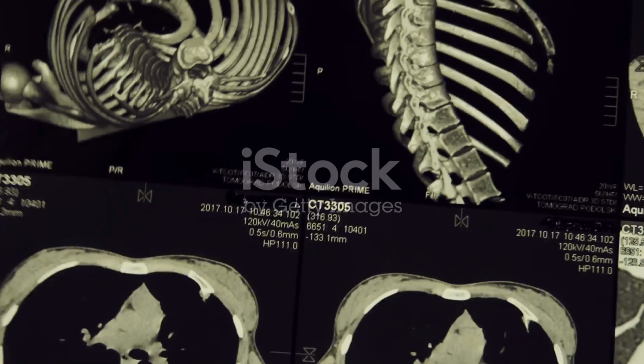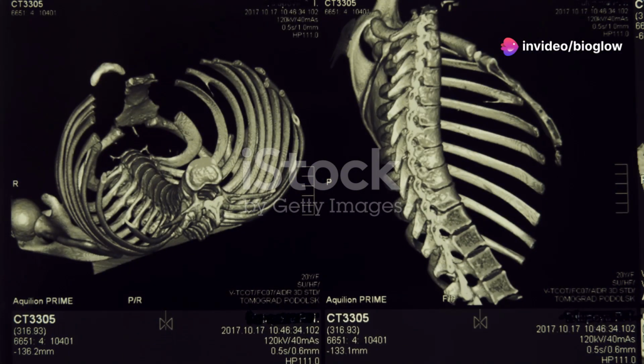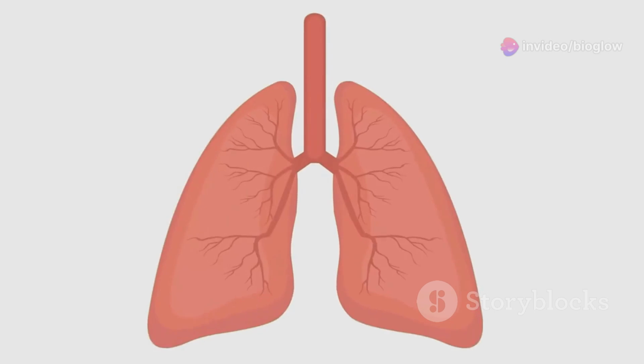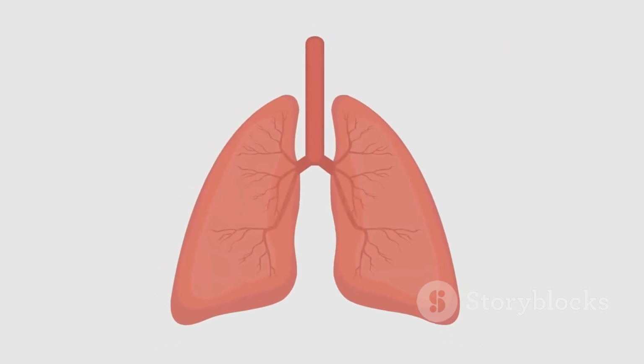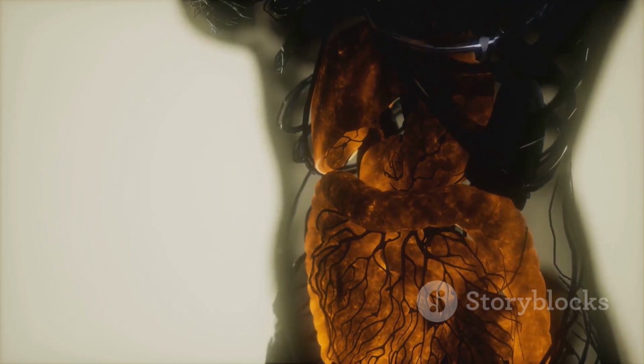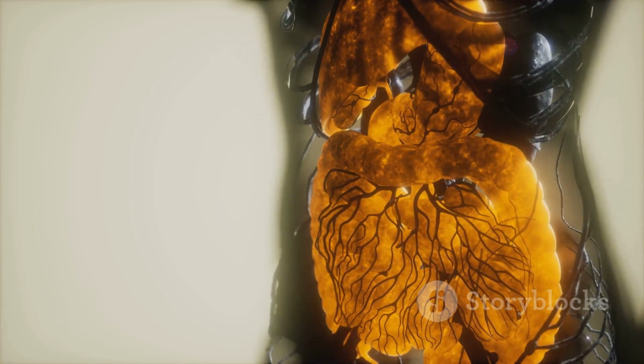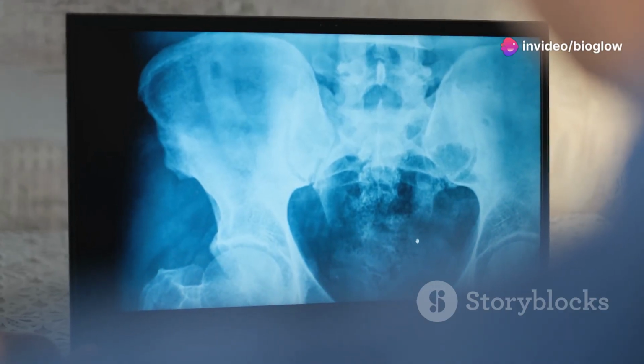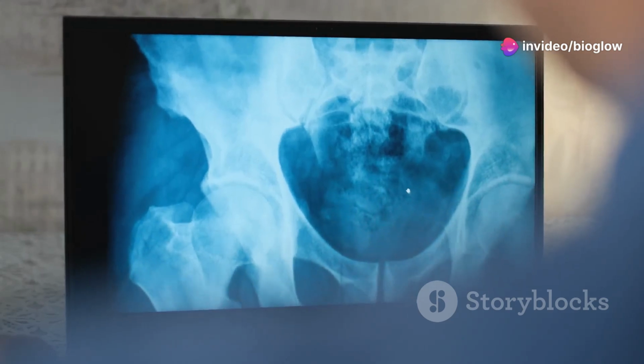The ventral cavity is larger and includes the thoracic, abdominal, and pelvic cavities. The thoracic cavity houses the heart and lungs. It is separated from the abdominal cavity by the diaphragm. The abdominal cavity contains digestive organs like the stomach, liver, and intestines. The pelvic cavity houses reproductive organs and the urinary bladder.